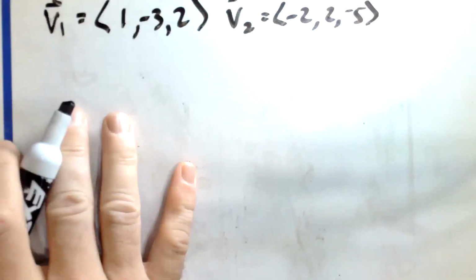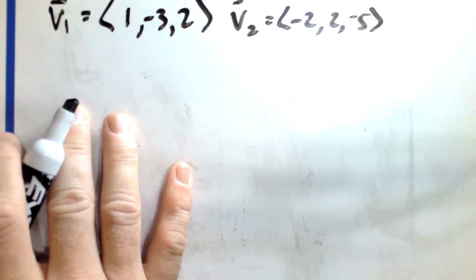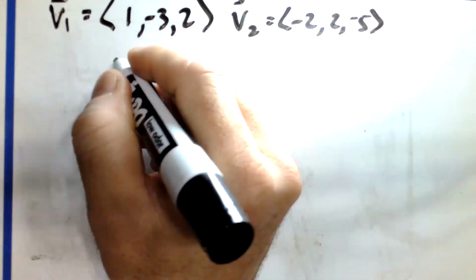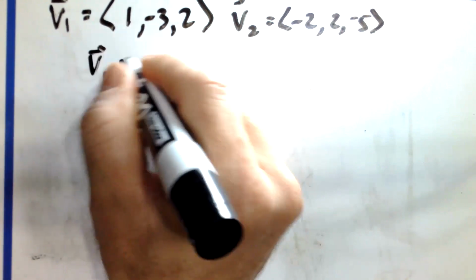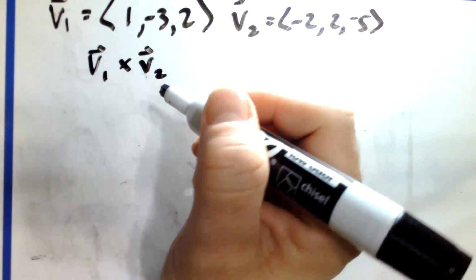All right. In this example, we have V1 is 1 I hat, negative 3 J hat, and 2 K hat. And then we have V2 is negative 2 I hat, 2 J hat, sorry, and 5 K hat. And we want to compute V1 cross V2. We're going to compute the cross product here.